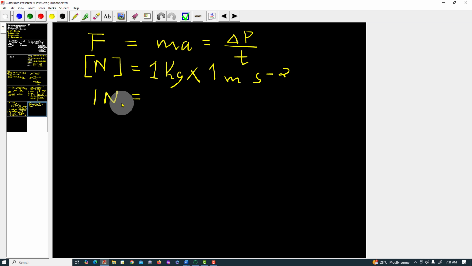This is referred to as definition of units. So that is how the newton is defined. 1 newton is defined as the force which produces an acceleration of 1 meter per second squared when it acts on an object of 1 kg. And those are some of the physical quantities which emanate from Newton's second law of motion.